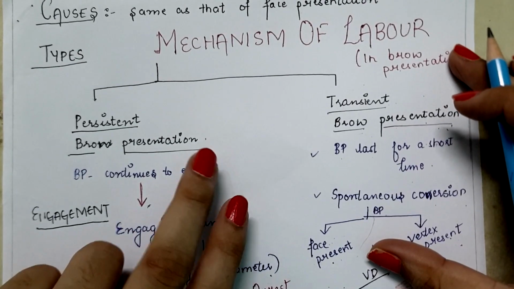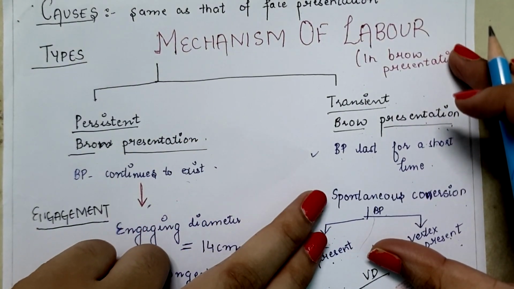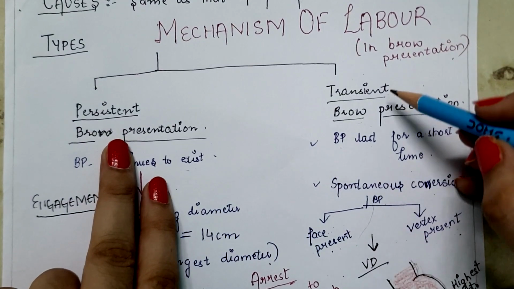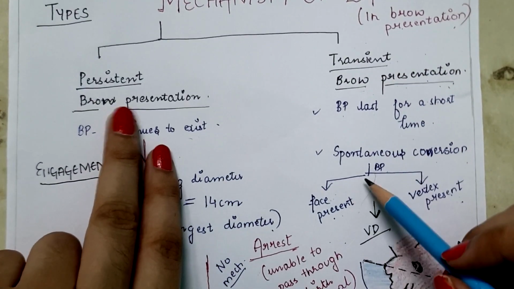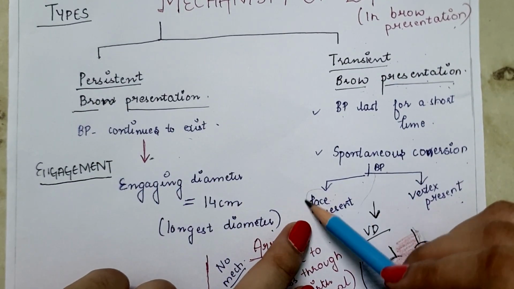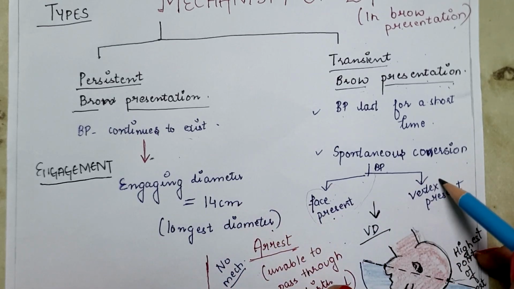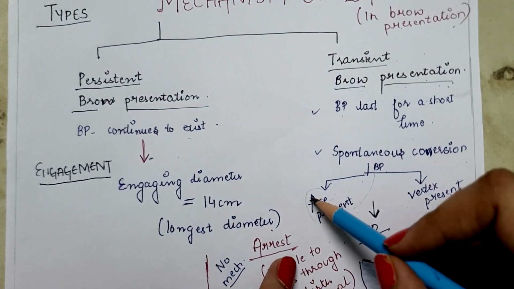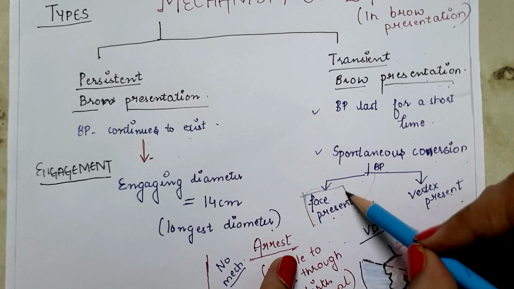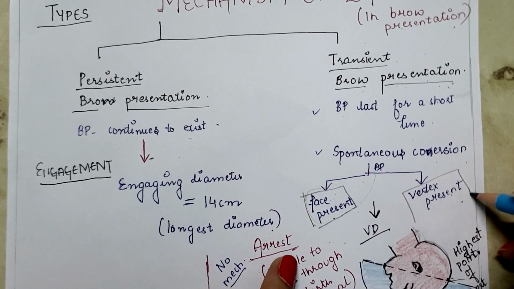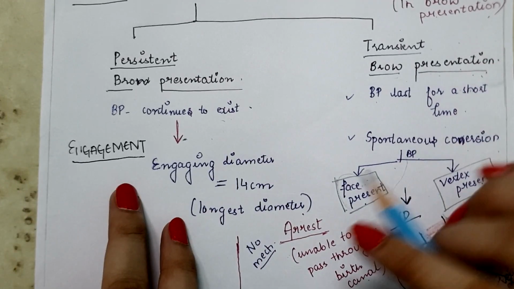So next is the mechanism of labor. In the case of transient brow presentation, the brow presentation changes either into a face presentation or into a vertex presentation. So the further mechanism is according to the face presentation or according to the vertex presentation.